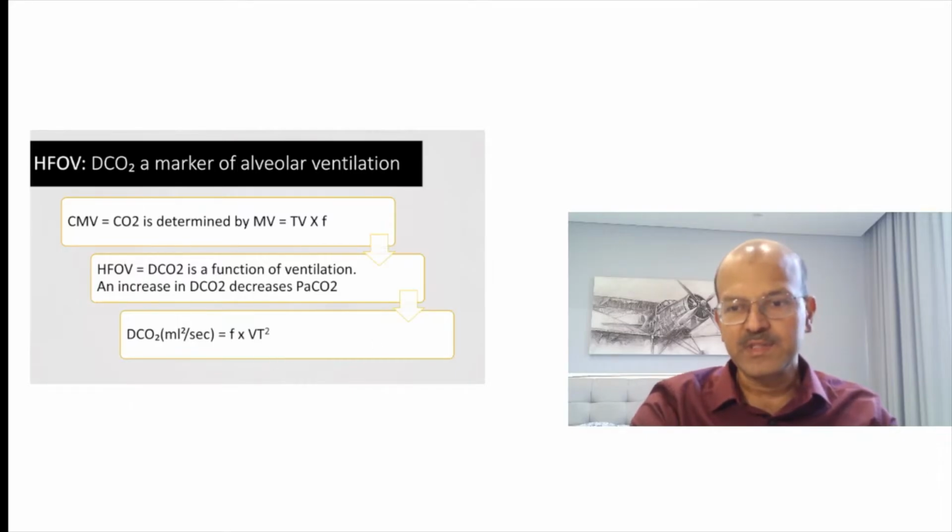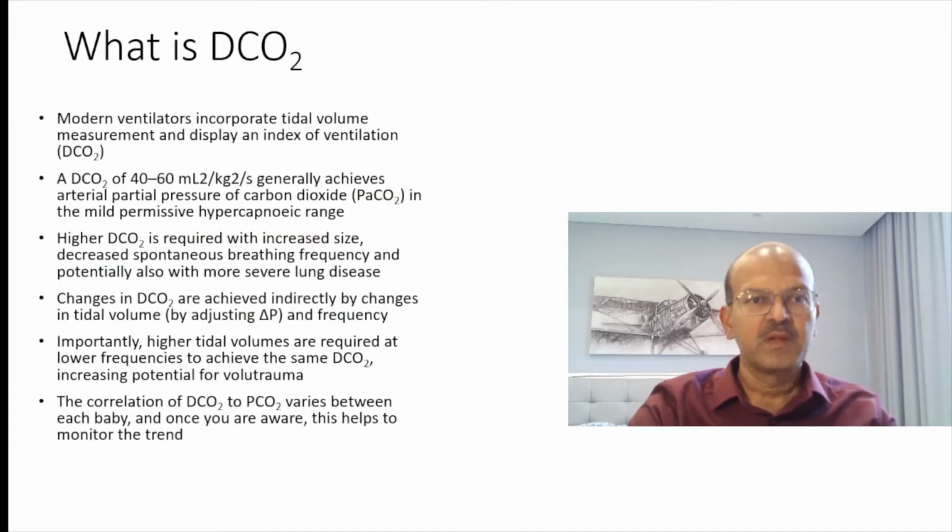So in high frequency, the tidal volume has higher impact than the frequency, and obviously if you keep the tidal volume constant, the frequency will make an impact, which is why it happens with the volume guarantee. In modern ventilators, we have tidal volume measurement as well as a display of the DCO2. At a DCO2 of approximately 40 to 60 ml squared per kg, we get a PaCO2 in the permissive hypercapnia range if you have.